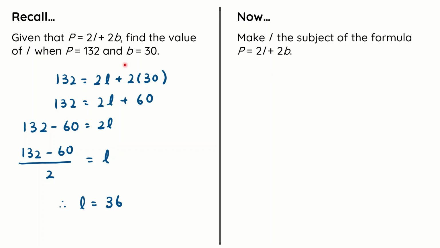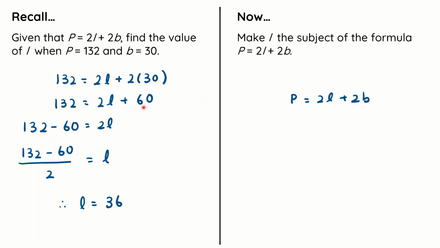Because P and B are none other than just representations of a certain number. The way we handle this question that we're seeing in this chapter is no different from what we have been doing earlier on back in Sec 1. So having P equals to 2L plus 2B, we are just not going to replace P to be 132 here and B to be equals to 30. So there's nothing for us to compute. Remember, our objective is L.